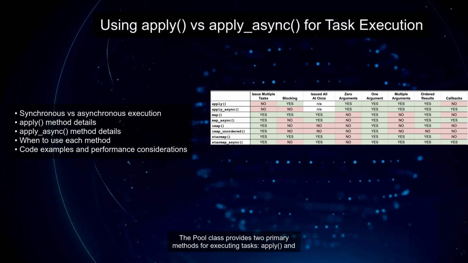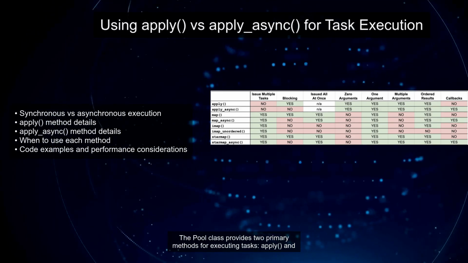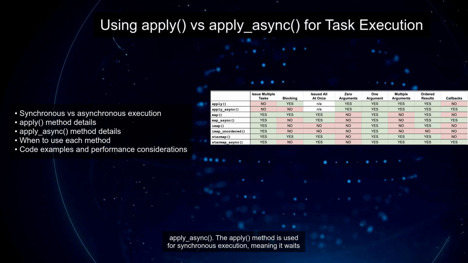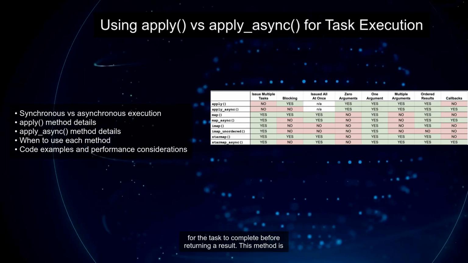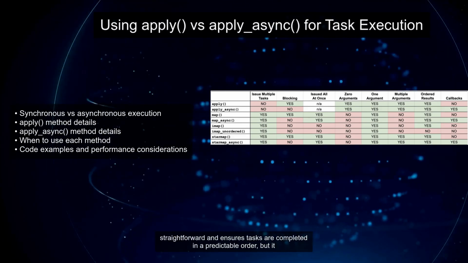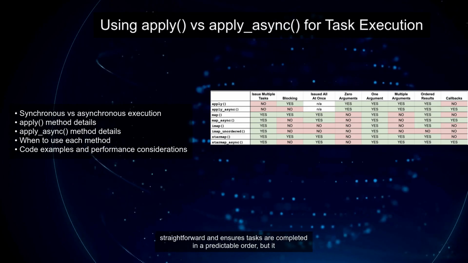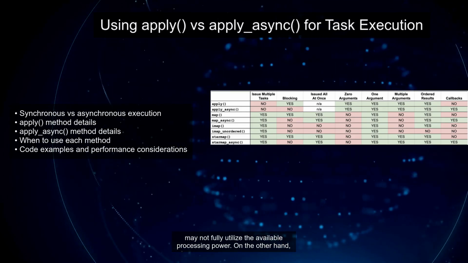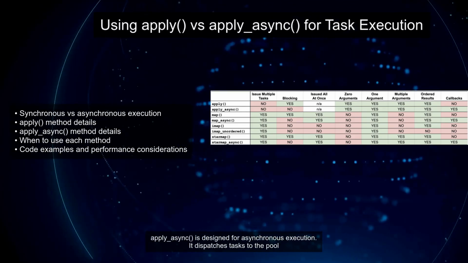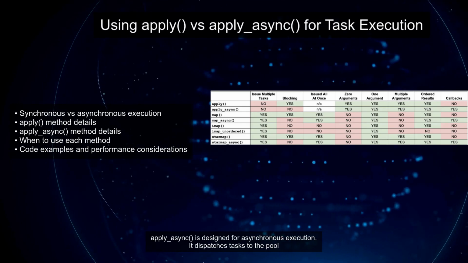The pool class provides 2 primary methods for executing tasks: apply and apply_async. The apply method is used for synchronous execution, meaning it waits for the task to complete before returning a result. This method is straightforward and ensures tasks are completed in a predictable order, but it may not fully utilize the available processing power. On the other hand, apply_async is designed for asynchronous execution.